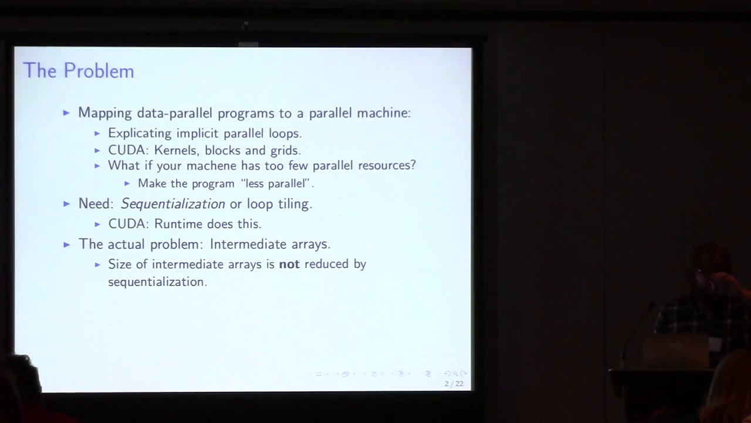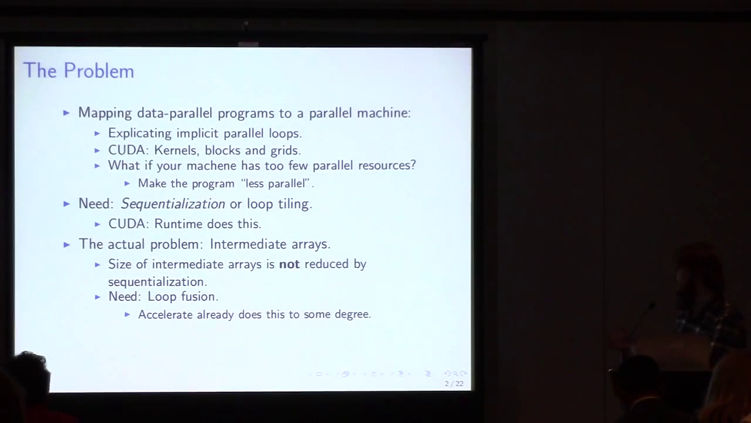What you really need, if you keep on thinking about parallelism as loops, is some kind of loop fusion. And this is complicated by the fact that we also need loop tiling, right? Accelerate already does this to some degree, but it's a fragile transformation, I claim, that's susceptible to change. Loop fusion is a well-known technique.